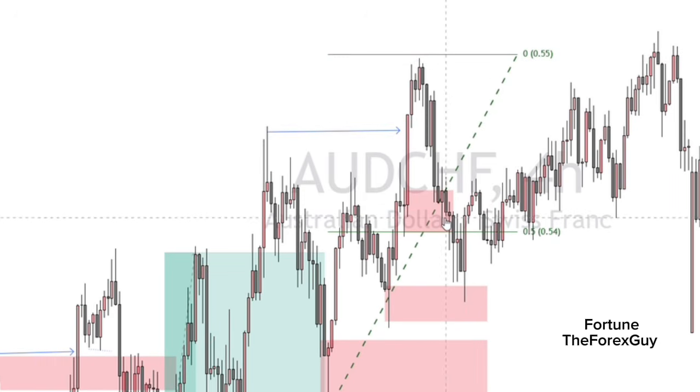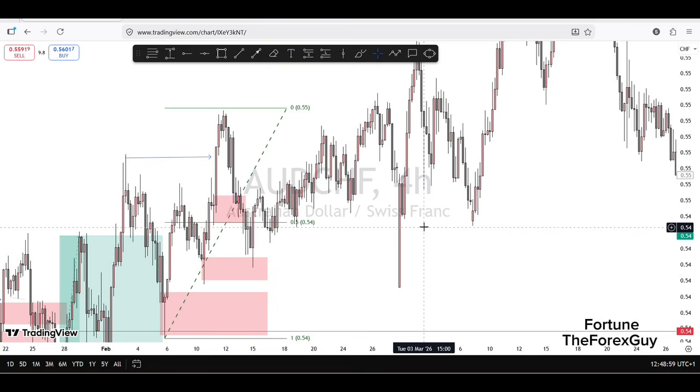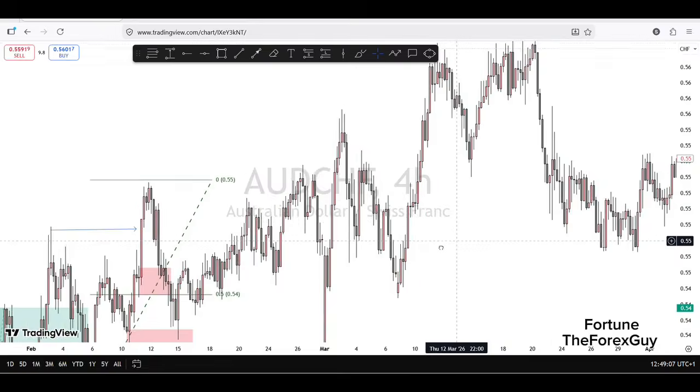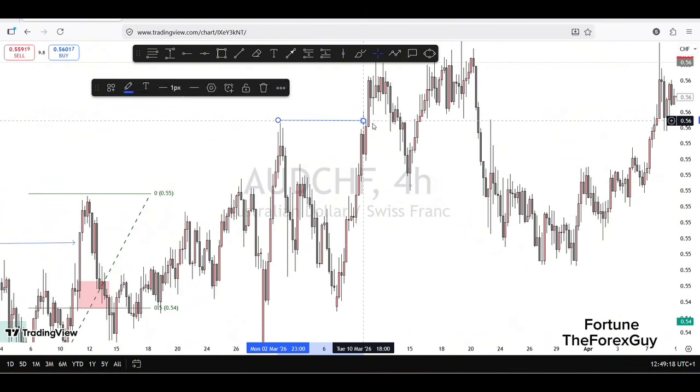Can you see how we ignore this one and we took this one because it is sitting inside the discount price? That is how you basically trade discount and premium zones. I mean, this is how you add the discount and premium zones when you want to execute a trade based on demand and supply, right? So moving on, we can see another break of structure just like this.